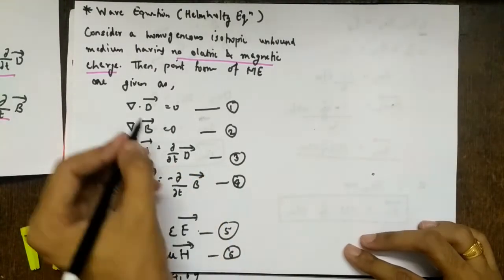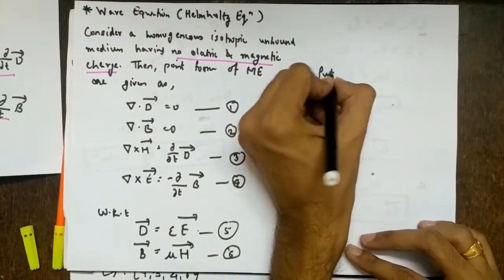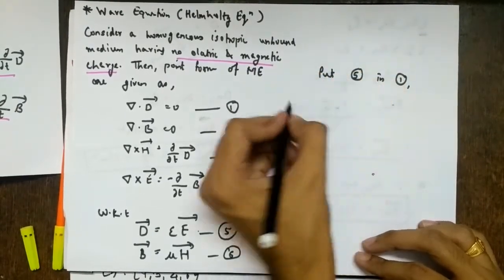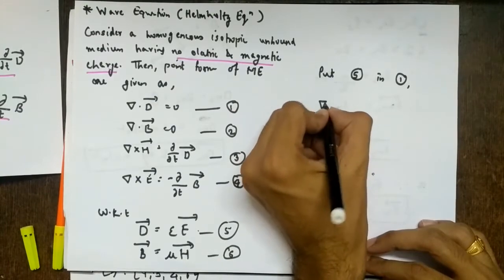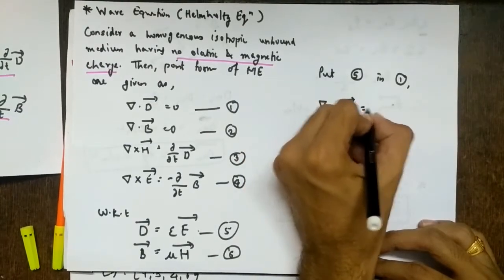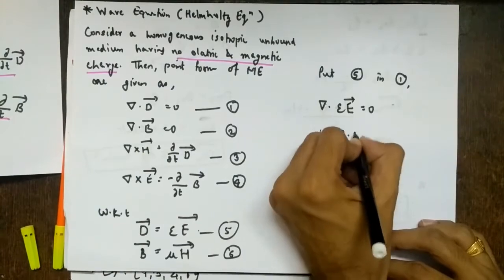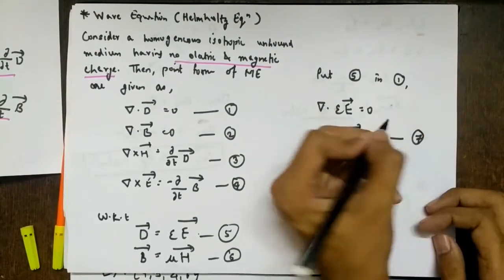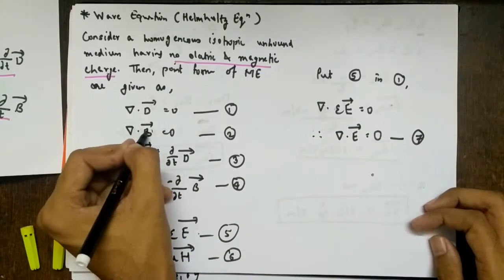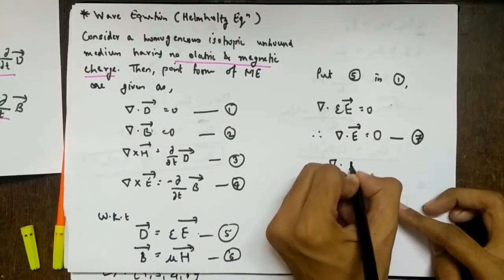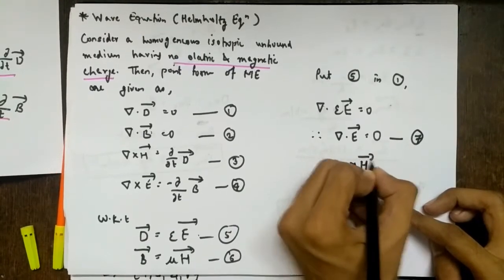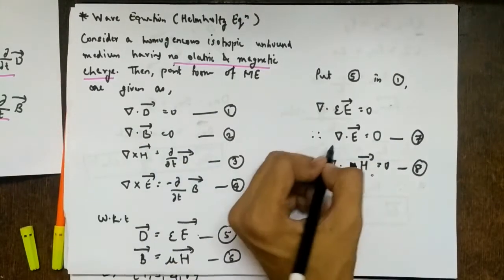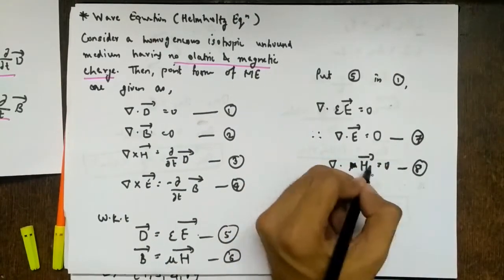So what will we get? Put 5 in 1. Del dot epsilon E vector is 0. So I can say, therefore, del dot E vector equal to 0. This becomes my equation number 7, right? This will become what? Del dot mu H is 0, so I'll write directly del dot H vector equal to 0. So this is equation 8. I have substituted here, so you write that, put 6 in 2.